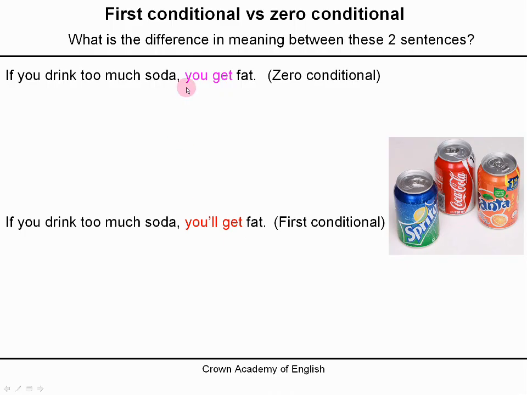So you can see these sentences look very similar. And it is just this word, in fact, which is different. But the meaning is very different. So what is the difference? Well, zero conditional, the form is the present simple. You get fat.